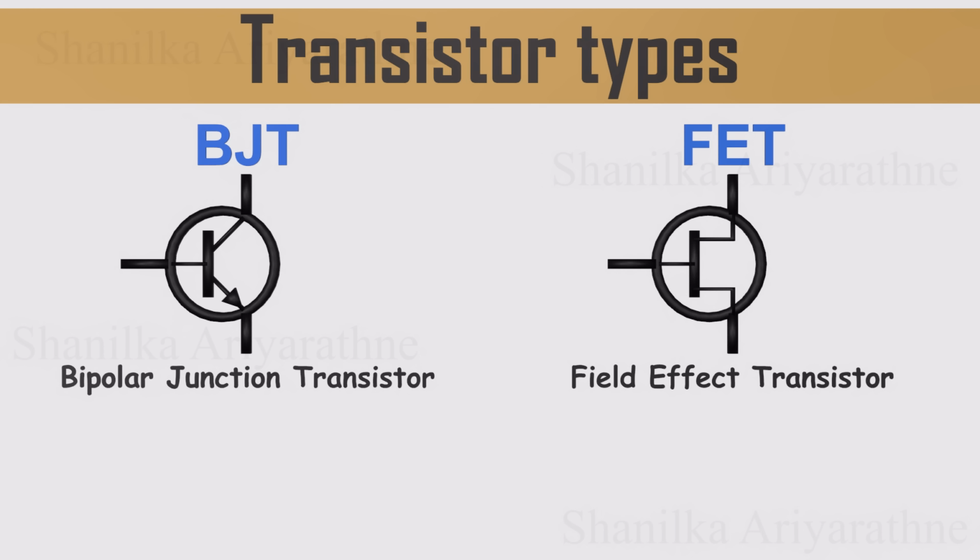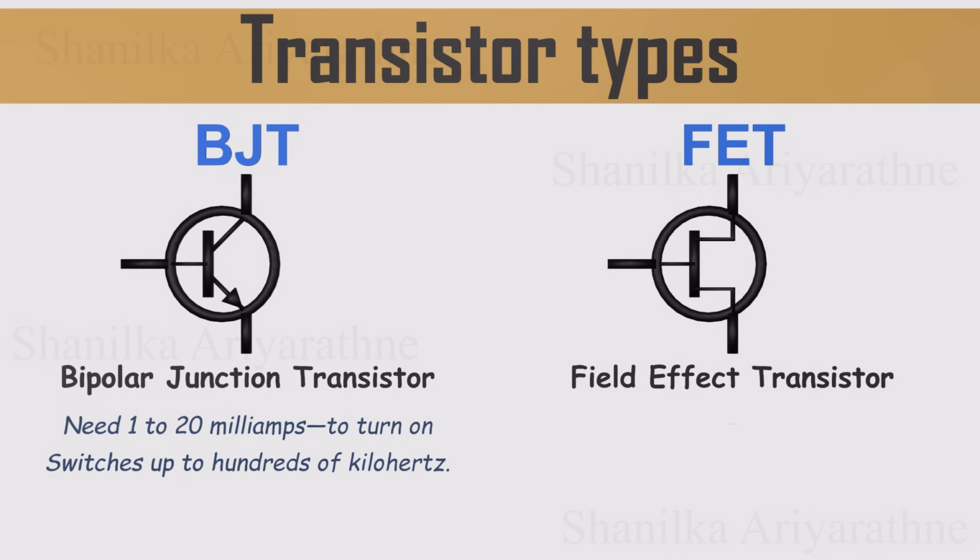Now let's talk about the two main families of transistors, BJTs and FETs. BJT stands for bipolar junction transistor. These need a small amount of current to turn on, usually between 1 and 20 milliamps. They're great for amplifying signals and doing basic switching jobs, and they can operate at speeds up to a few hundred kilohertz.